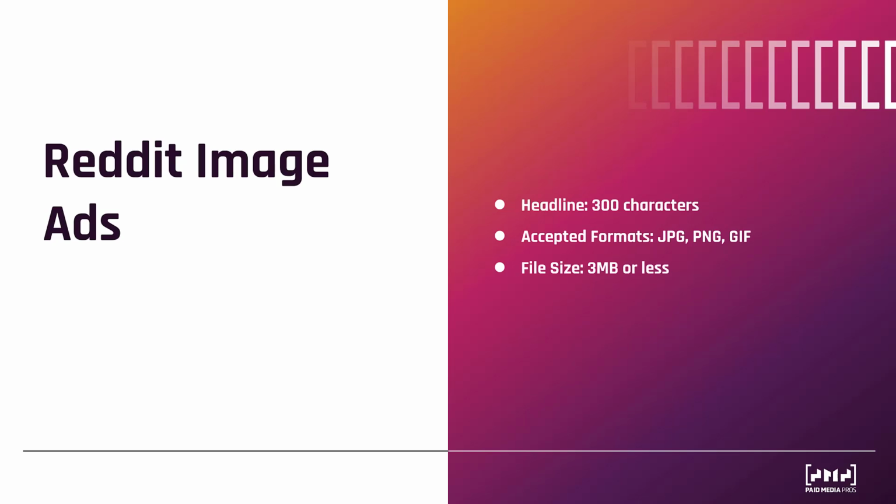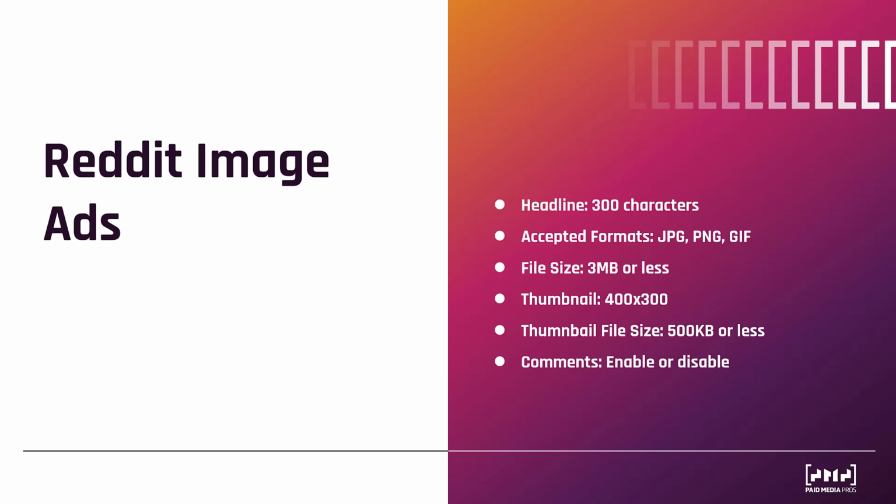The second ad format we're going to talk about for Reddit will be their image ads. Just like a standard text ad, you get 300 characters for the headline. For your image that you will upload to the ad, you can use a JPEG, a PNG, or a GIF. File size for the image must be 3 megabytes or less. Depending on the ad placement, your image ad could have a thumbnail preview. The thumbnail image must be 400 by 300 pixels. The thumbnail file size must be 500 kilobytes or less. And just like a text ad, you can enable or disable comments. Now let's get a preview of what this ad format could look like.